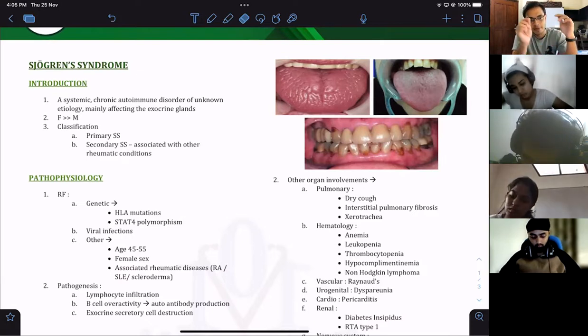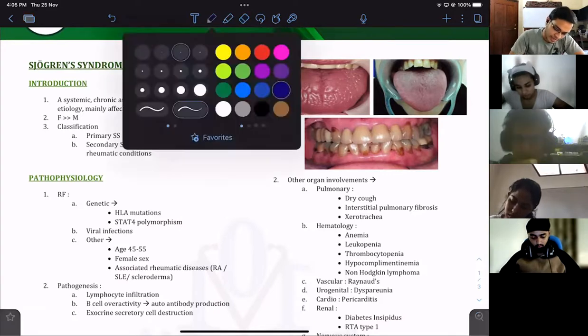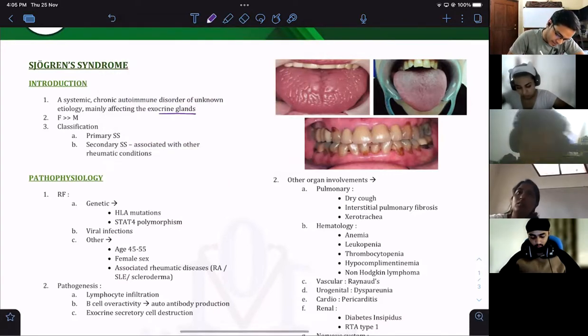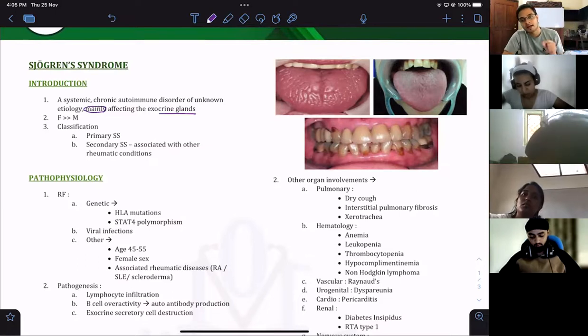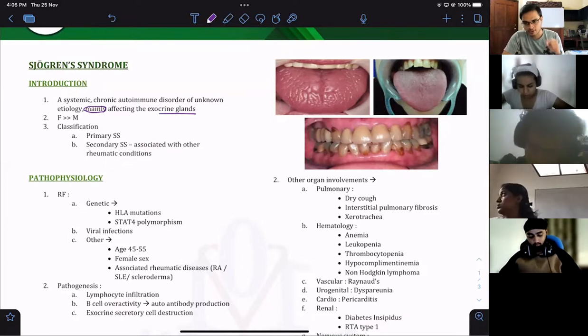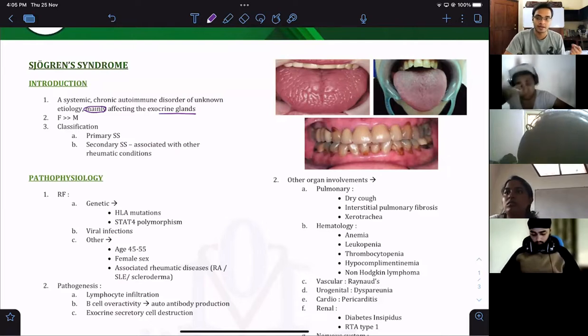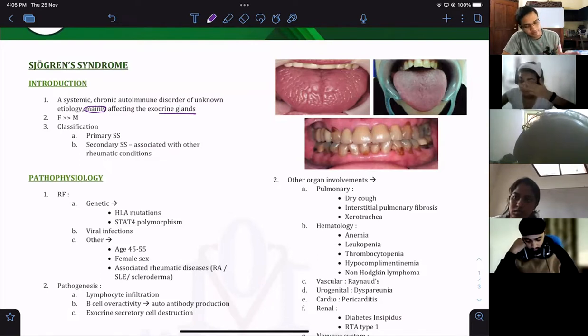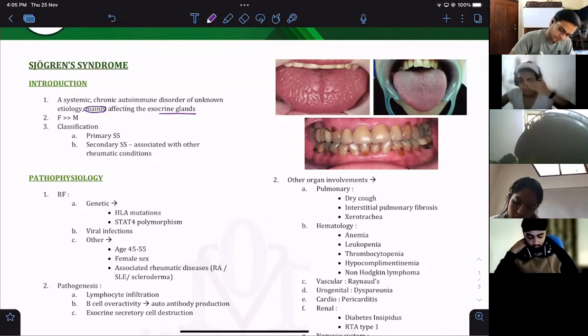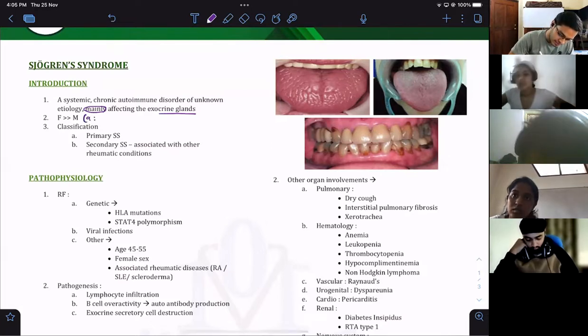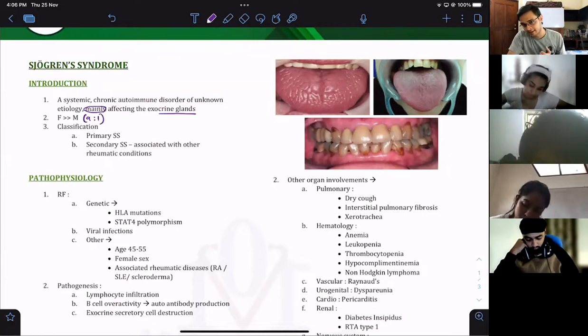So it mainly affects the exocrine glands. Why do we say mainly? We are going to look at something called extraglandular manifestations. So this disease mainly affects exocrine glands, but there are extraglandular manifestations as well. We'll talk about those. Again, like with all autoimmune conditions, there is a female predominance. Here the ratio is 9:1, just like SLE.